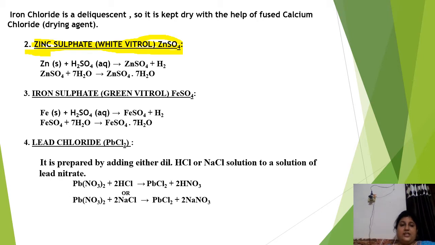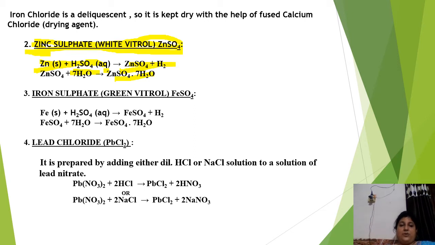We have just studied displacement reactions. When zinc is reacted with dilute or aqueous H2SO4, it replaces the hydrogen atom and results in the formation of zinc sulfate. This zinc sulfate formed is in powder form. When water of crystallization is added to it, it forms ZnSO4.7H2O, that is known as white vitriol.